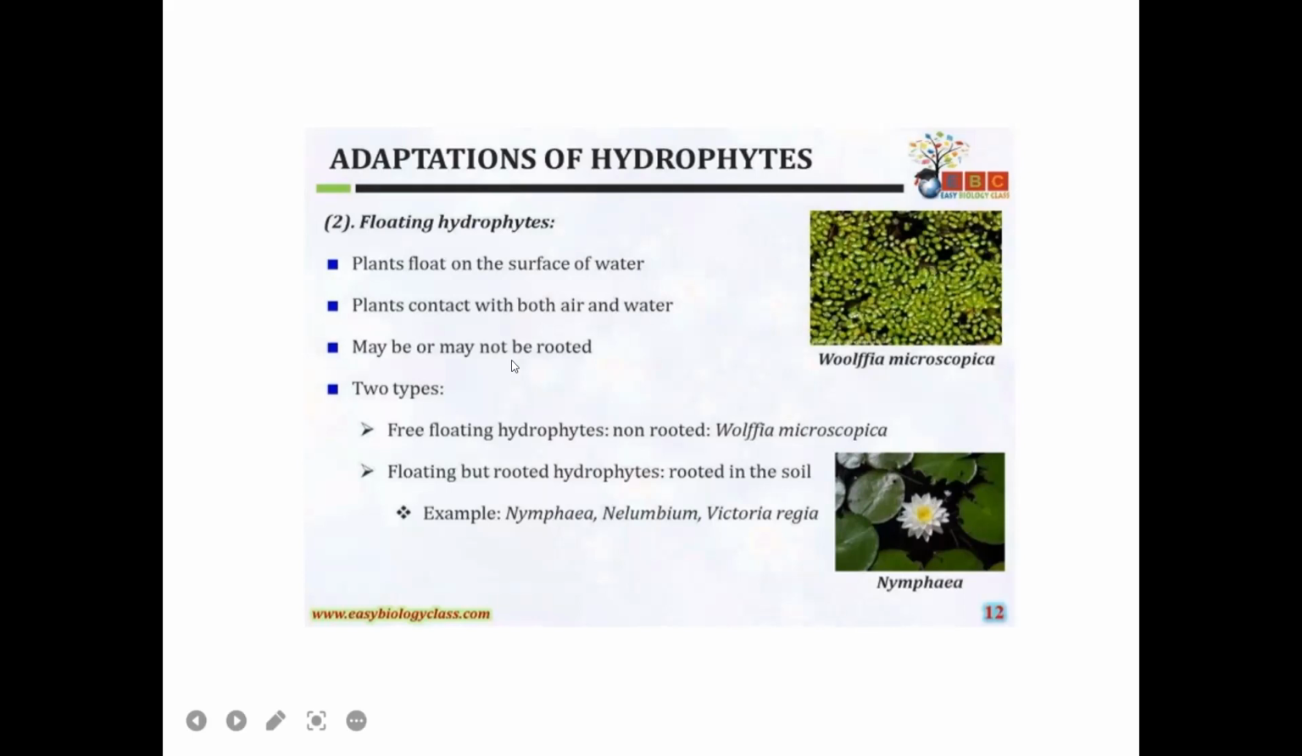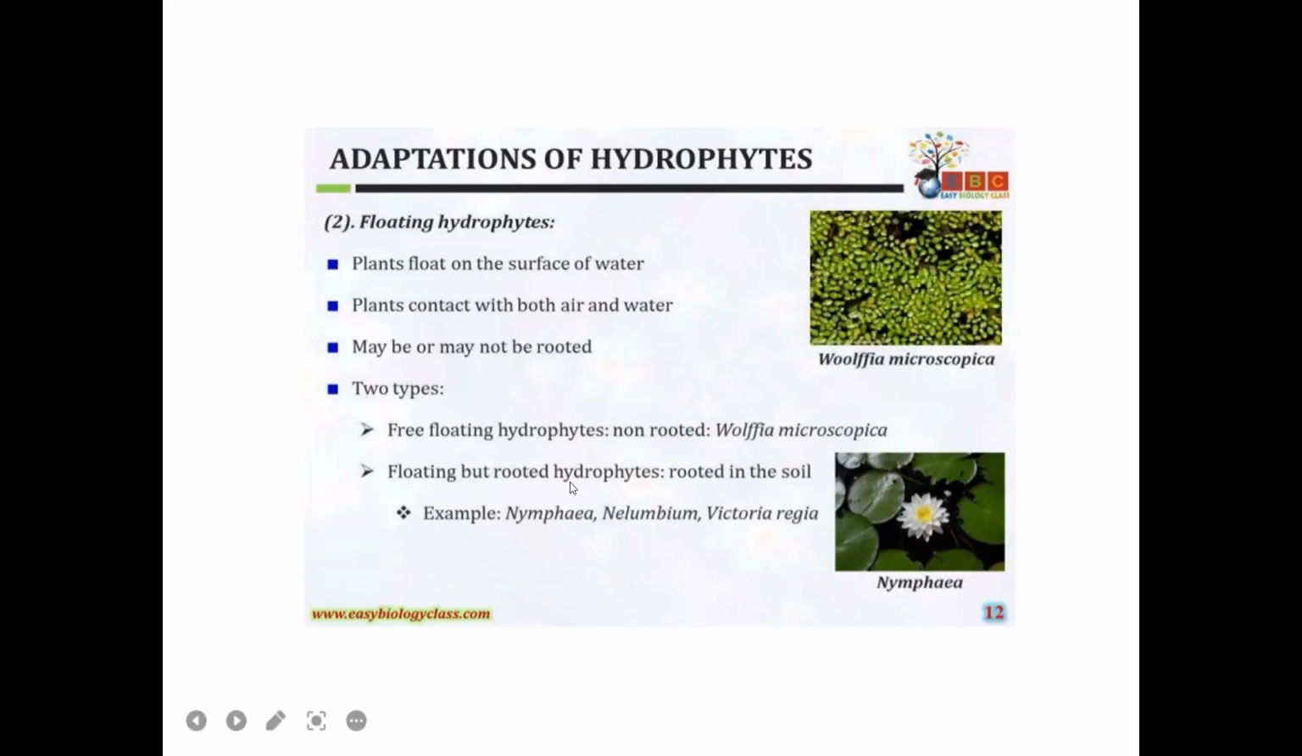Based on this, they are again classified into two types. That is free floating hydrophytes, which are non-rooted, so the roots are absent. Examples for free floating non-rooted hydrophytes are Wolffia and Microscopia. Whereas the free floating but rooted hydrophytes are floating hydrophytes that contain roots.